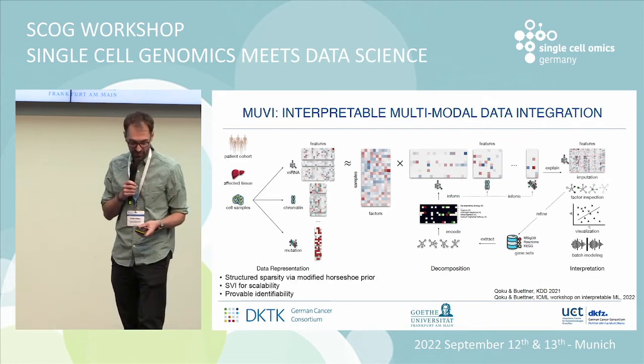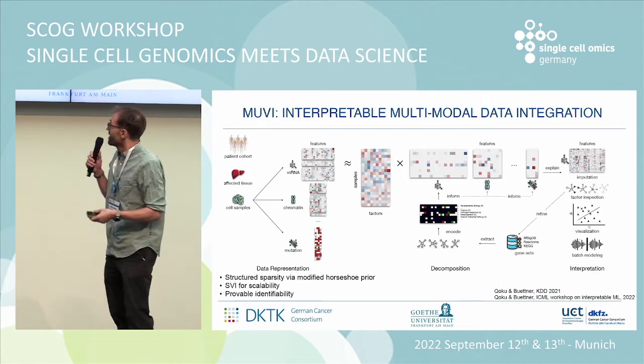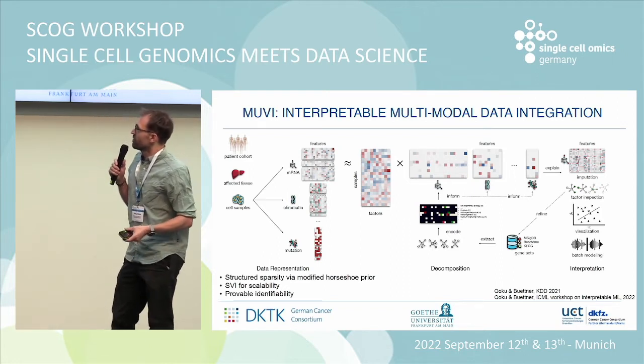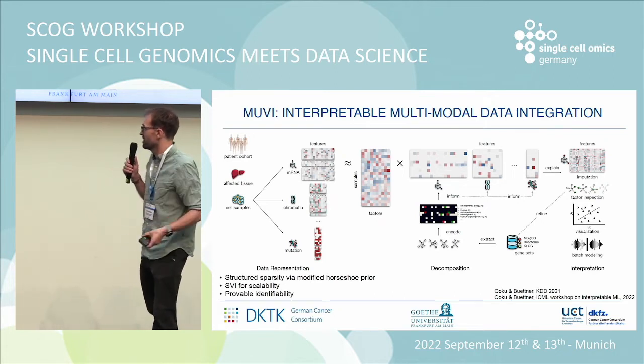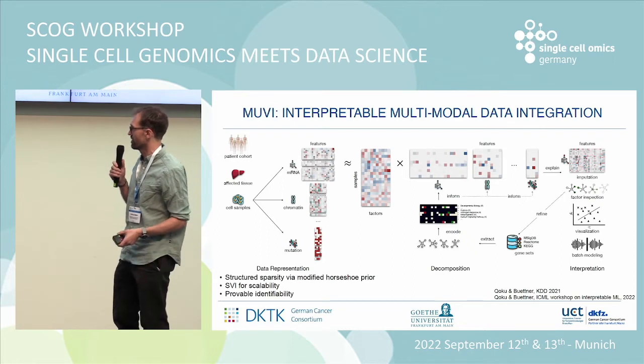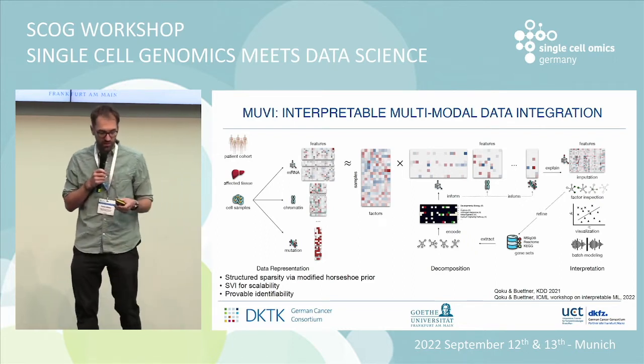We did that by modeling this structured sparsity via a modified horseshoe prior. We designed it to run primarily on patient data, so low sample sizes, but it scales very nicely to hundreds of thousands of samples because we use stochastic variational inference, and there are some nice theoretical properties.